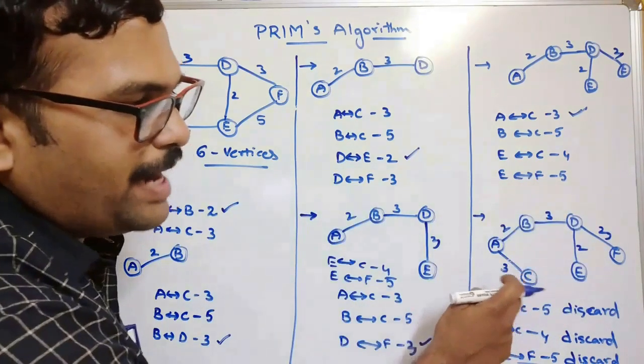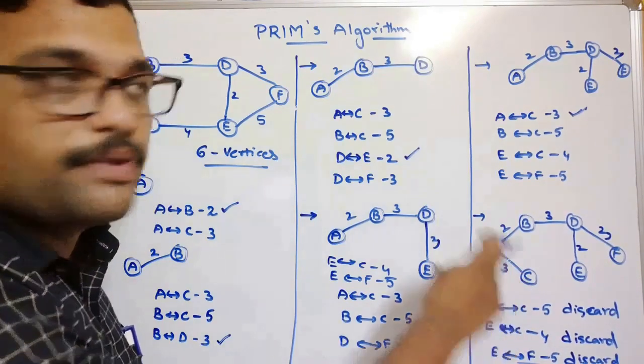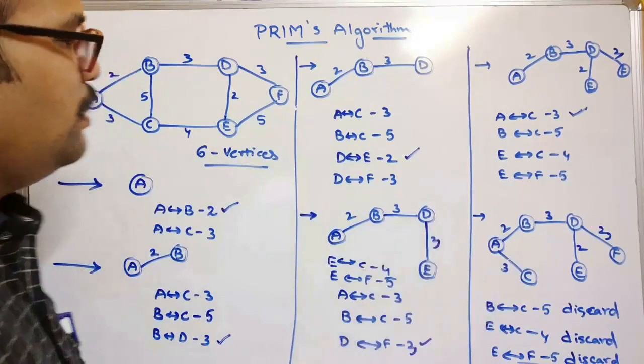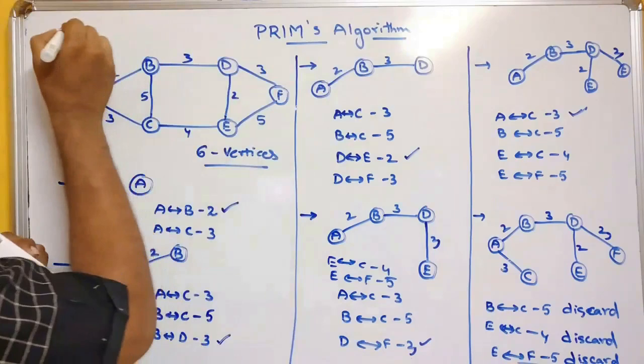So this is the minimum cost spanning tree for the given graph. What is the cost here? So you can observe the cost. I will write here.